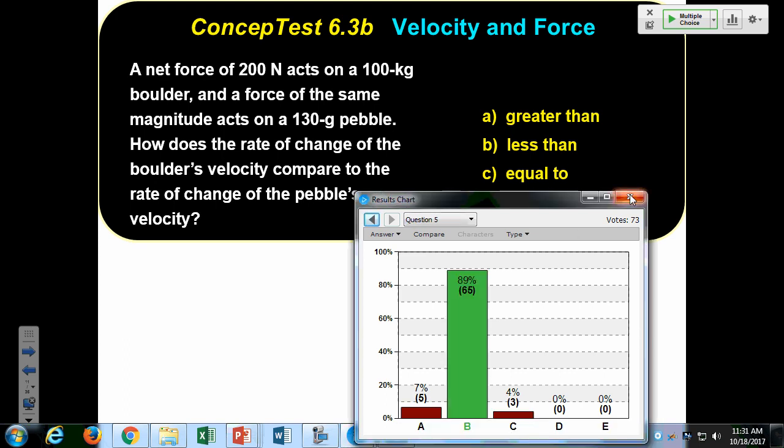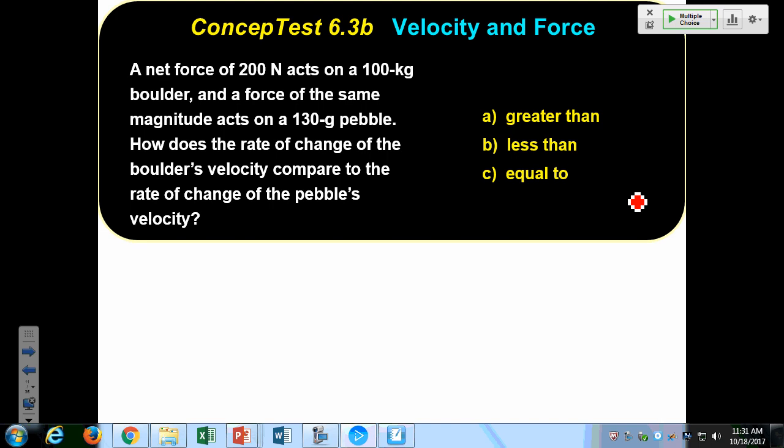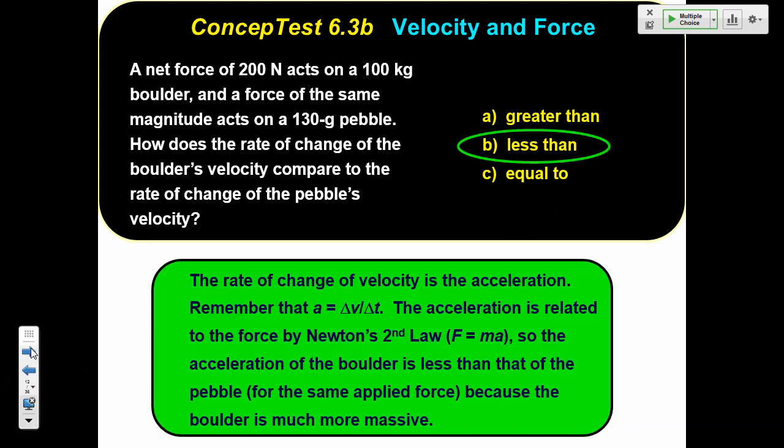Okay, good. B is right. The boulder is going to encounter a smaller change in velocity just because it's bigger. It encounters the same change in momentum, but because its mass is bigger, its change in velocity will be smaller.